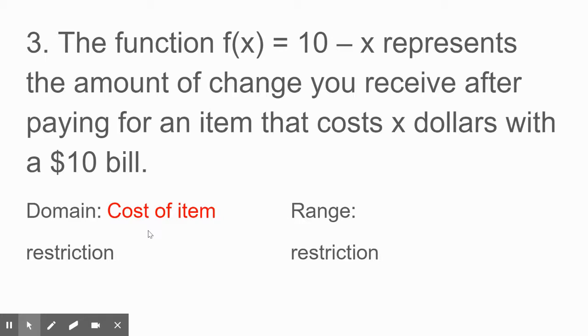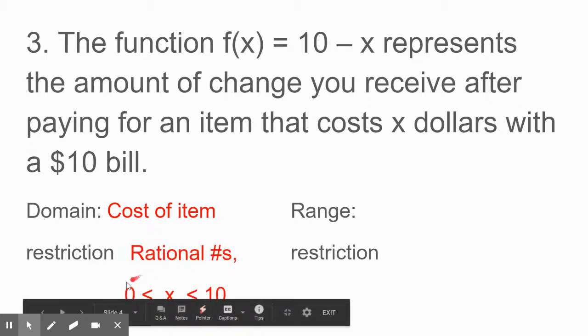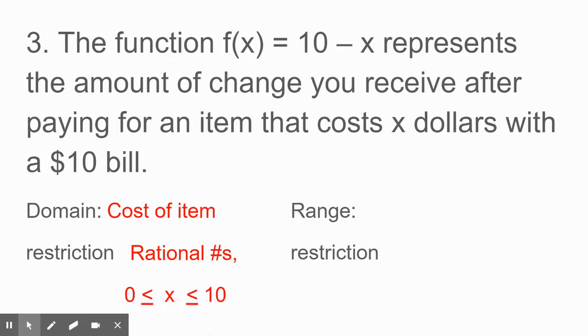Your domain, you can't buy the item for more than $10. You only have a $10 bill. So the restriction on that is going to be rational numbers between 0 and 10. And it could be equal to 0 and it could be equal to 10. So 0 less than or equal to x less than or equal to 10, rational numbers is the restriction of the domain. Now let's discuss the range.